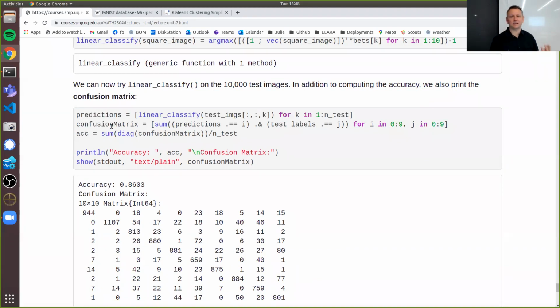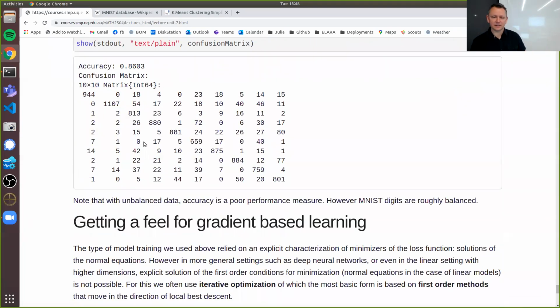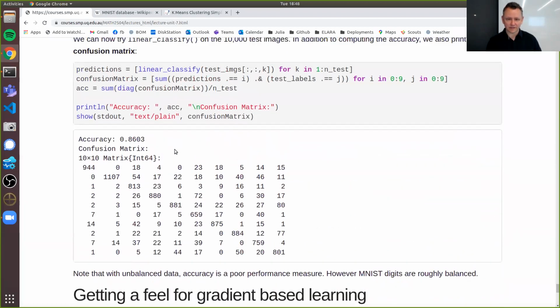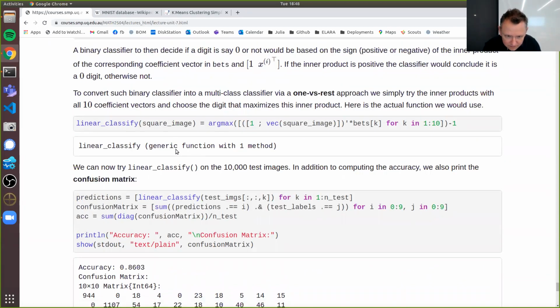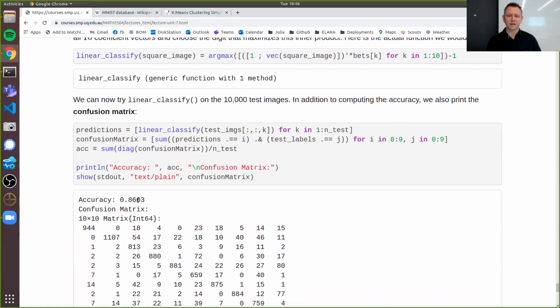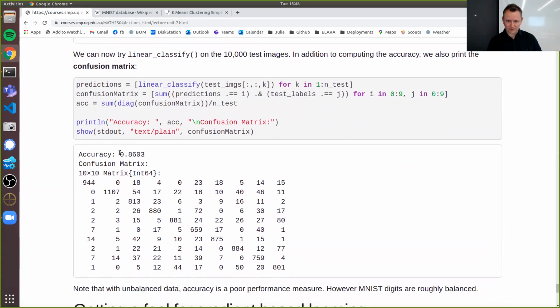So we could just figure out a rough number, and we're going to get that it's something like 86% accurate. I'm not sure if that's written here somewhere. Oh yeah, here we go. So generally the accuracy is just the number of things we got correct divided by the total number of things in the test set.